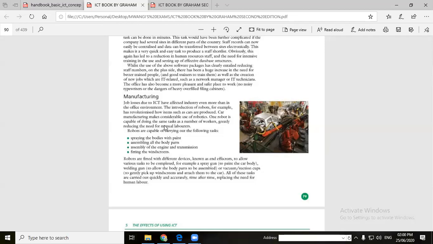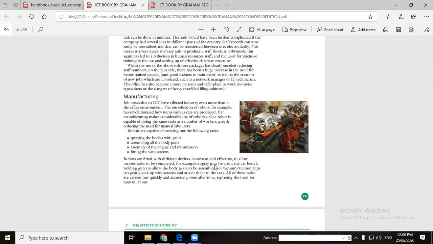Can you tell me how people are going to be employed there? But that one job is easier done by using mechanization. Robots are fitted with different devices known as end effectors.